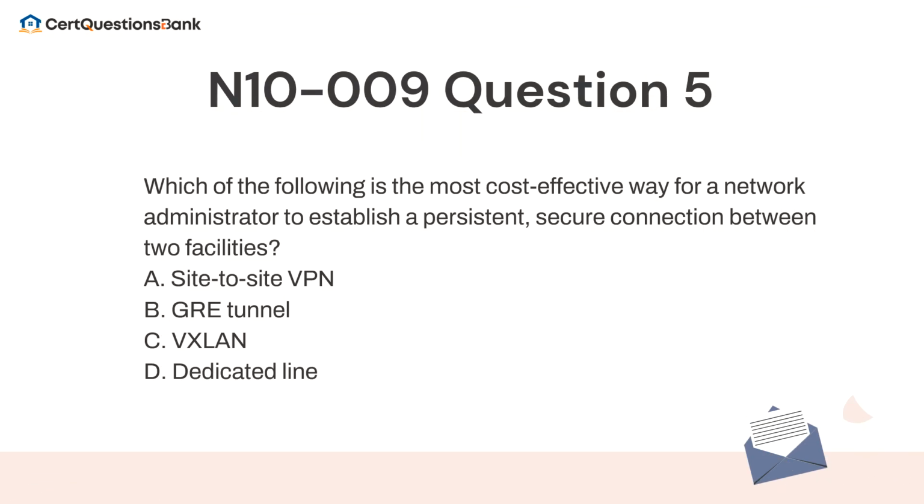Which of the following is the most cost-effective way for a network administrator to establish a persistent, secure connection between two facilities? A. Site-to-site VPN. B. GRE tunnel. C. VXLAN. D. Dedicated line.